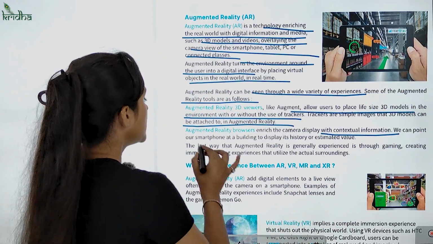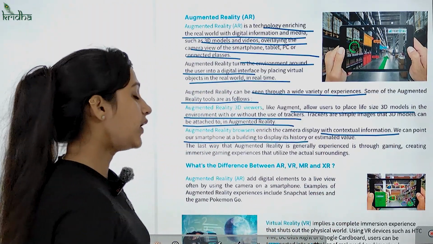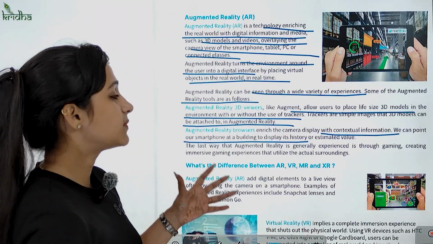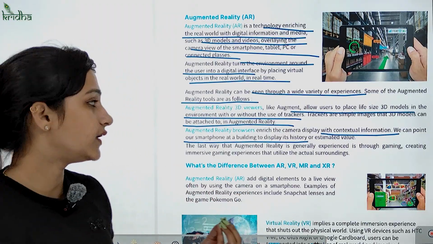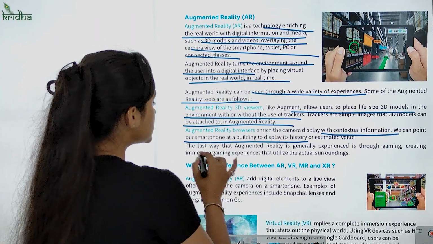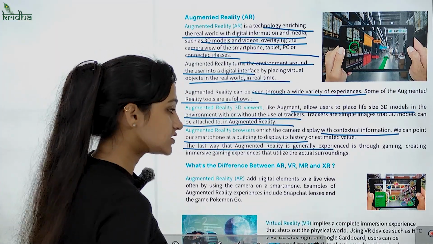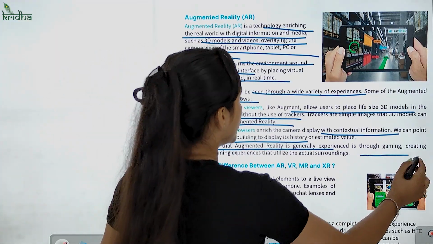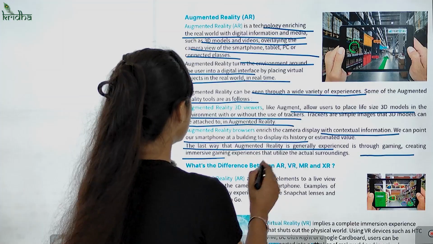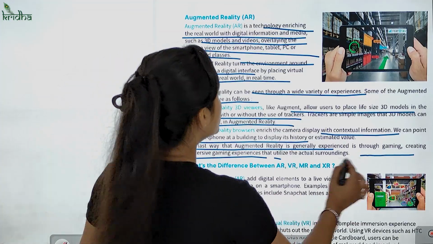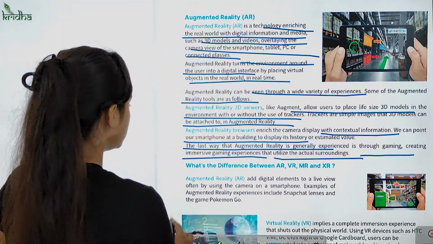We can point our smartphones at a building. हम point करते हैं अपने smartphones को किसी building से display करने के लिए history of estimated values. The last way that augmented reality is generally experienced is through gaming. Creating immersive gaming experiences that utilize the actual surroundings.